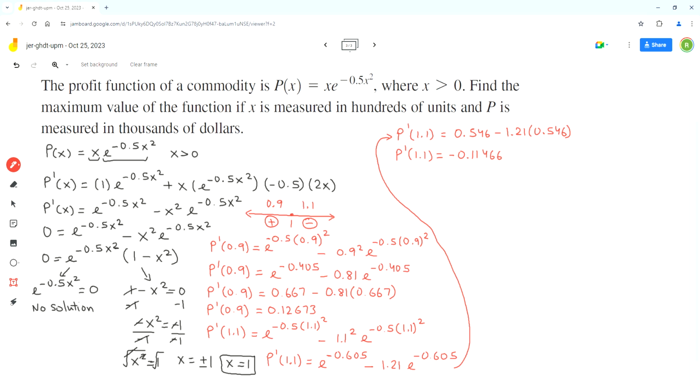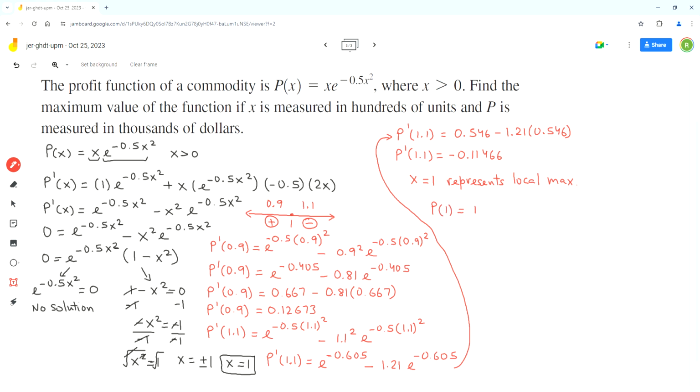So based on these results, we can conclude that x equals 1 represents a local maximum because the function is increasing on its left side and decreasing on its right side. Now we have to find the maximum value of the function. So for that, we will sub in x as 1 in the given profit function. So we'll have to calculate P at 1.